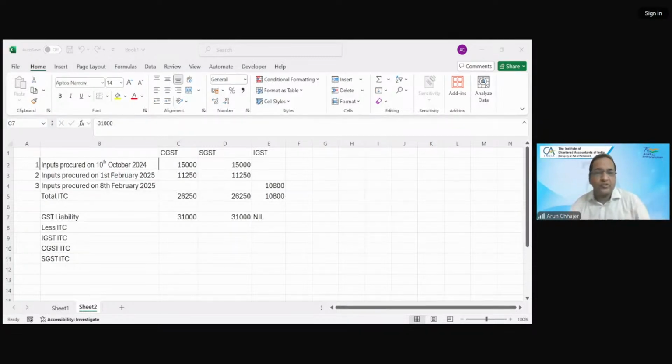Why I am saying so? Because of section 49A, 49B, rule 88A and circular 98. These four things were issued.